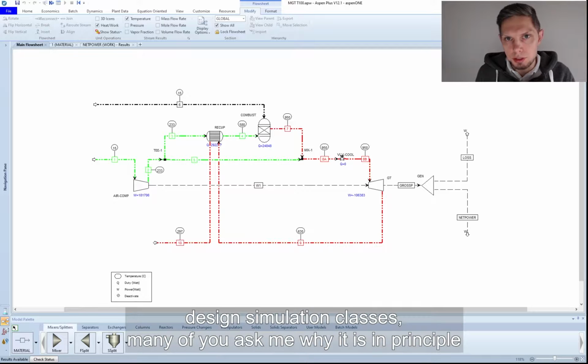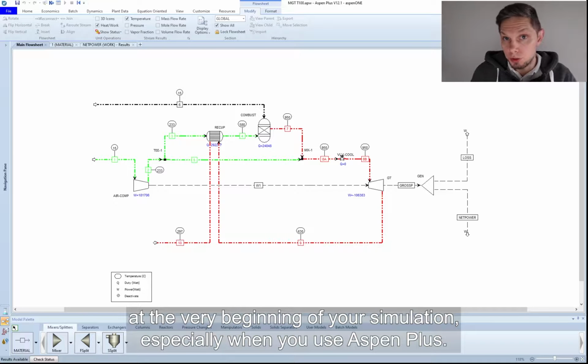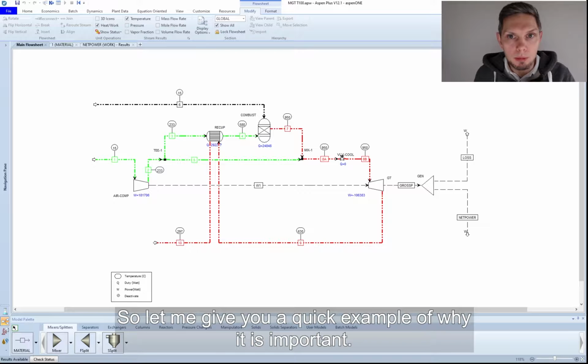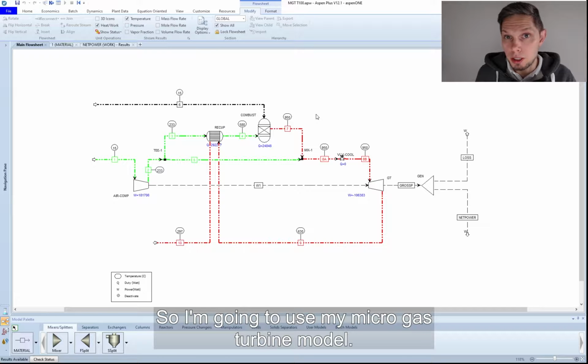When I run process design simulation classes, many of you ask me why it is in principle important to pay attention to specifying the stream definition at the very beginning of your simulation, especially when you use Aspen Plus. So let me give you a quick example of why it is important. I'm going to use my micro gas turbine model.